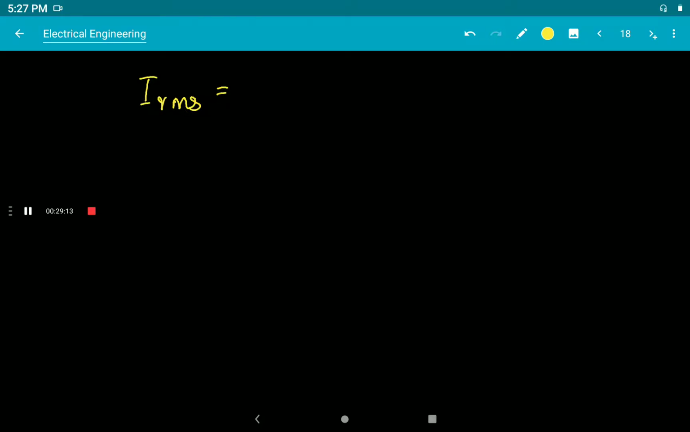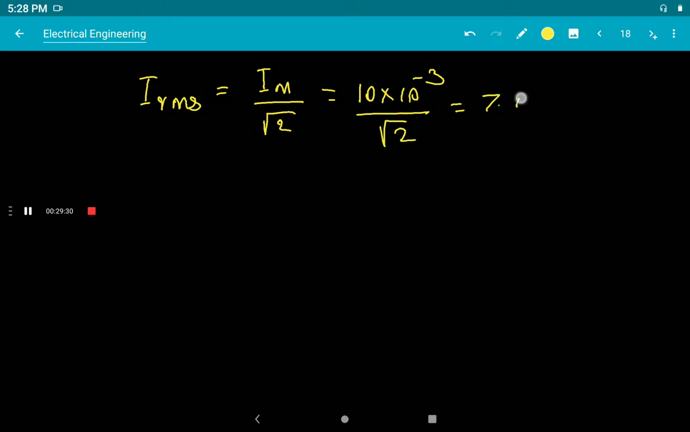RMS value, root mean square value, right? So maximum value of current divided by root 2. Im, we know, is 10 into 10 raised to minus 3. So divided by root 2, it will be 7.07 into 10 raised to minus 3 ampere.